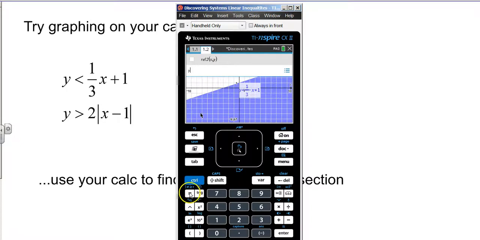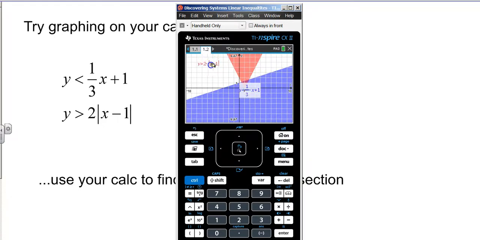To type in greater than, if you see right above equals here, control equals should give me the greater than symbol. There it is. 2 times the absolute value. If you hit the key next to number 9 here, right here, the template key, I think there's absolute value right there. times x minus 1, and press enter and graph that one.